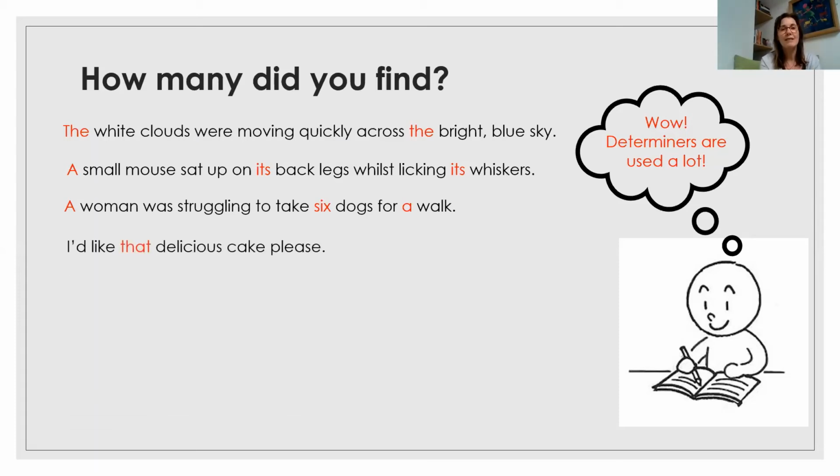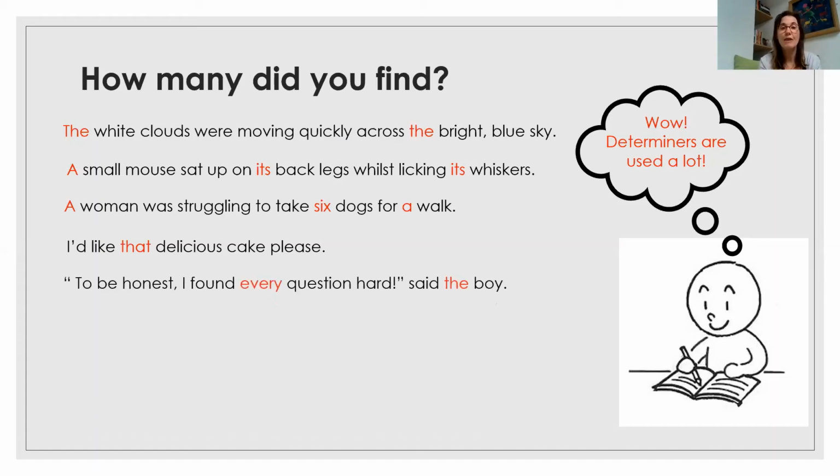I'd like that delicious cake, please. Did you spot the noun in that sentence? It's cake. Delicious is the word that goes before it. Is that the determiner? No, that's the adjective. That is your determiner. That is a th pronoun. Not pronoun, it's a th determiner. Did you spot it? Let's look at the next example.